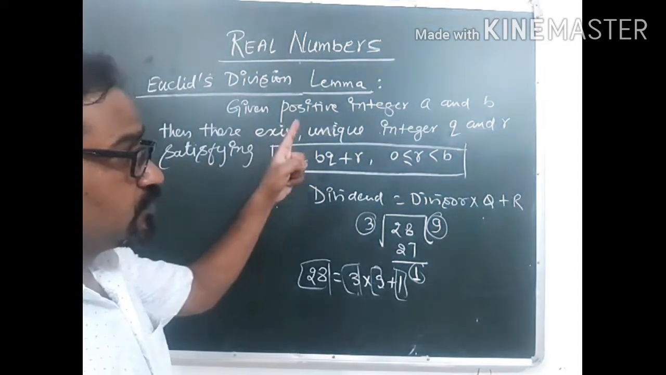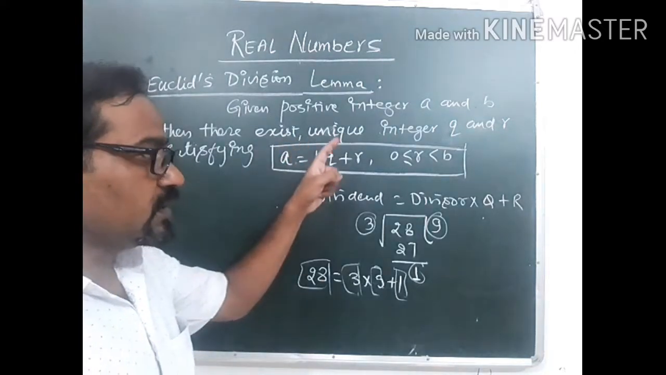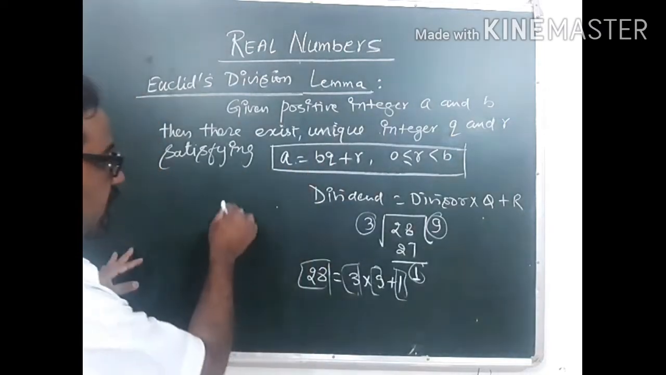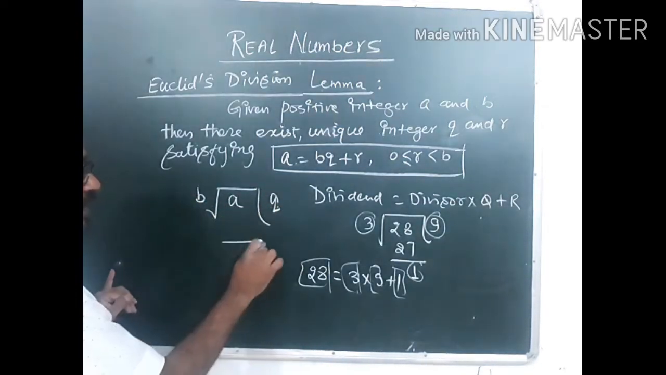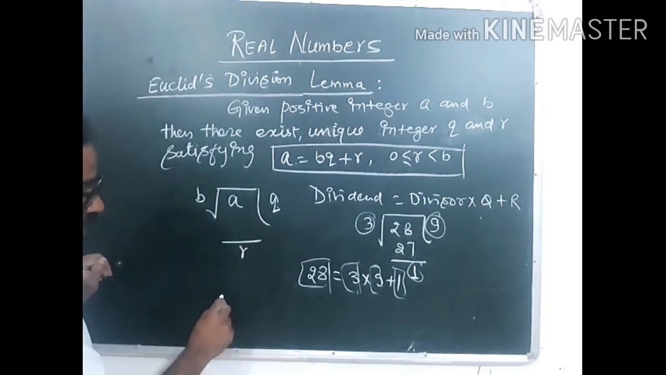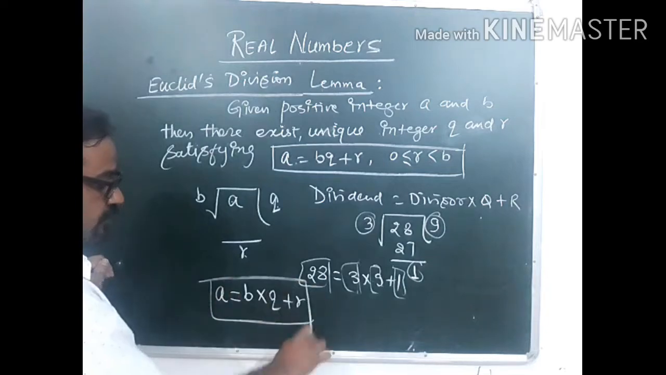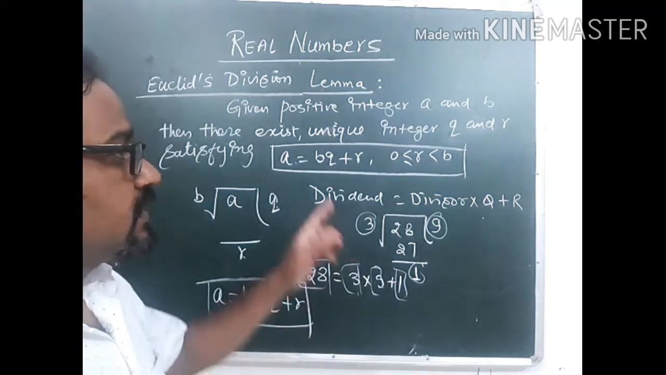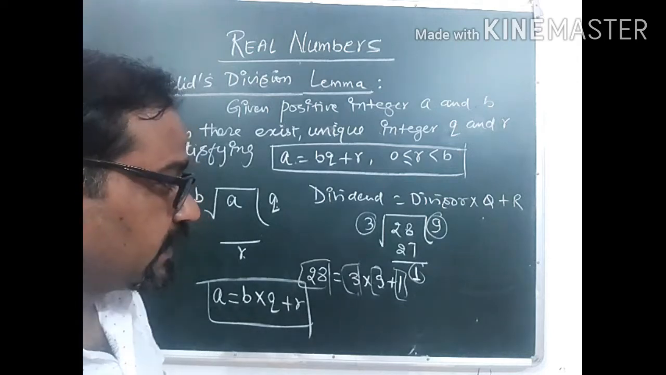Euclid's division lemma means: given positive integers a and b, there exist unique integers q and r satisfying a = bq + r. That means if we divide a by b, then quotient is q and remainder is r. Then we can write dividend a equals divisor b into quotient q plus remainder r, that is a = bq + r, where r, the remainder, is greater than or equal to 0 and less than b.